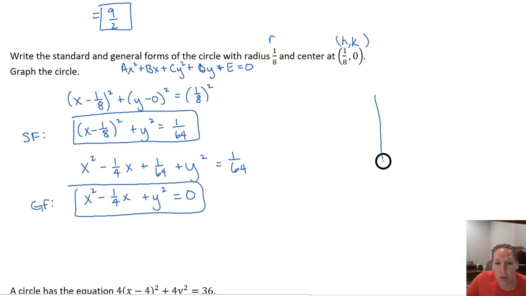And if we graph that circle, we're going to have a center at the point 1/8, 0, so this will be 1/8 on the x-axis and a radius of 1/8, so it'll go up 1/8 and down 1/8, and so our circle's going to look something like that.